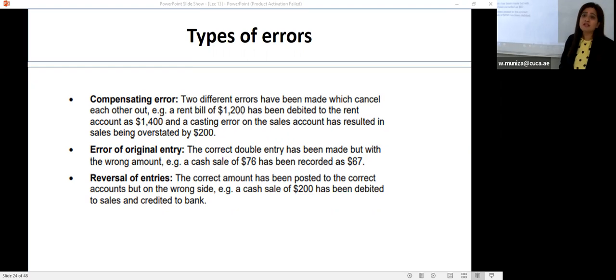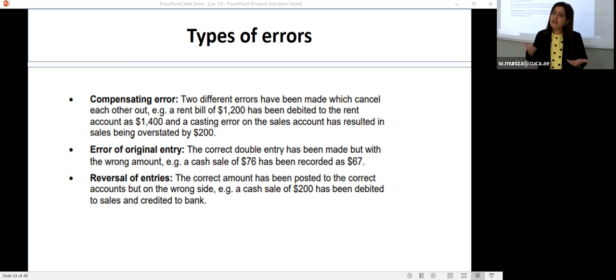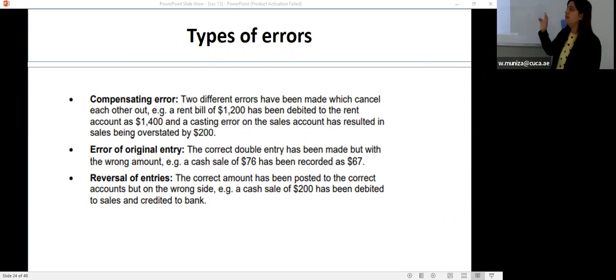Then the last one is reversal of entry. Students, as its name is suggesting, we are simply reversing the entry. Say for example, you are paying a rent expense. Accounting entry should have been debit rent expense, credit cash account. But instead of passing this entry, you have debited cash and credited rent expense. So you have reversed the accounting entry. The amounts may be the correct ones. The reversal of entry, the correct amount has been posted to the correct accounts, but on the wrong side. That is, a cash sale of $200 has been debited to sales and credited to bank. So I hope that everyone is clear.